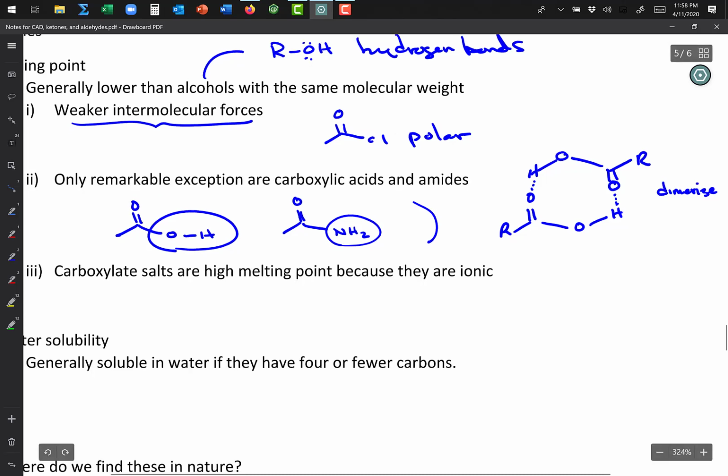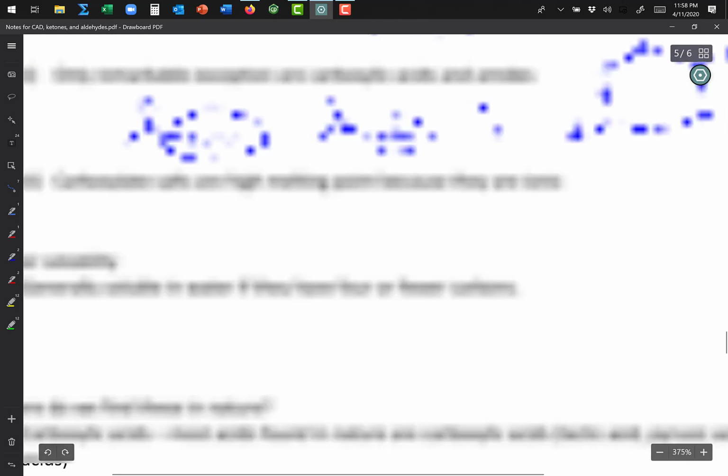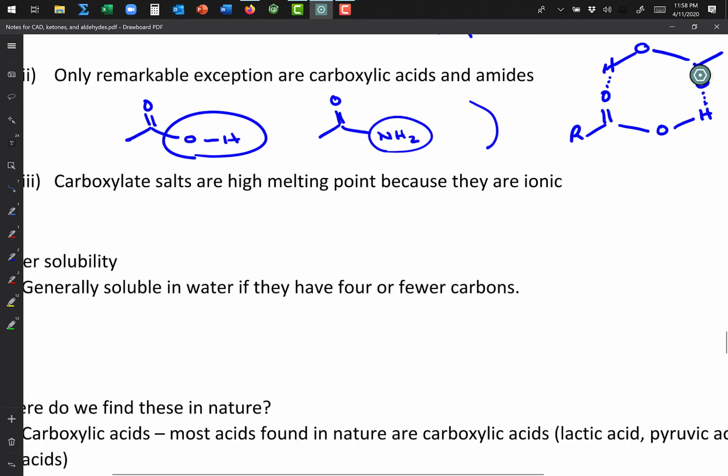Okay. Now the other thing to know is that carboxylate salts, for example, like sodium acetate, have high melting points simply for the same reason that all ionic compounds do, because they have these positive and negative charges, and so those ionic interactions are relatively strong.